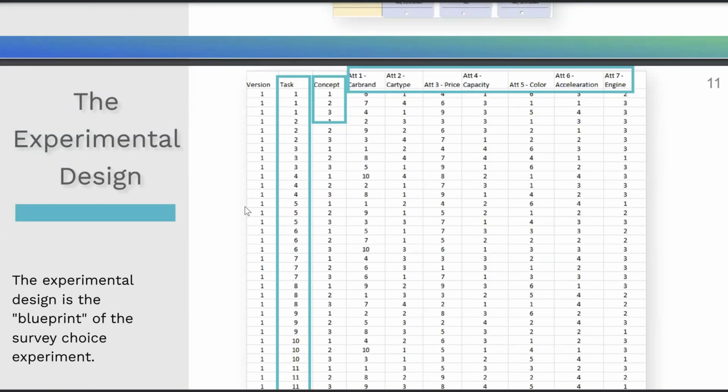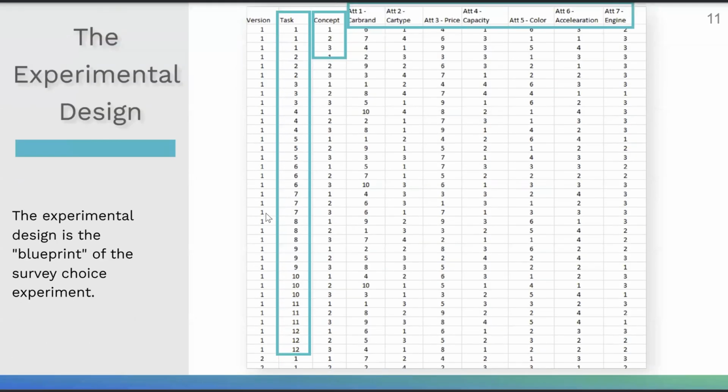But if one respondent sees potentially 10 combinations, is that enough for the model to really estimate well? No, you probably want to see hundreds of different combinations for the model to really learn how people then choose out of these various combinations.